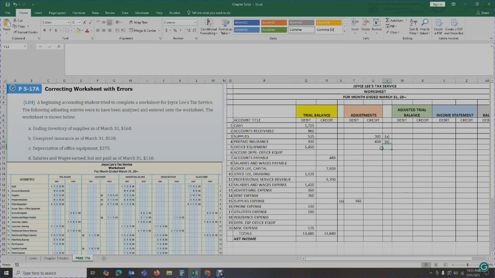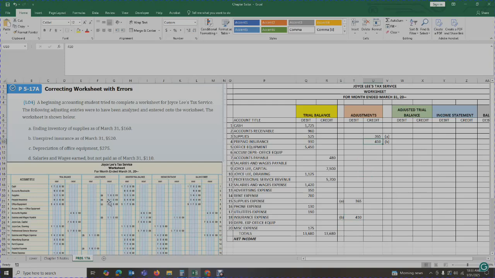The offset for using supplies, prepaid, advertising, anything of that nature will always be an expense account. So in this case, we have an account called insurance expense. In there, I'm going to put a debit of $410. The normal balance of your expense accounts are debits, because the debits increase the account balances. So I've got a debit for my insurance expense and I've got a credit for my prepaid insurance.